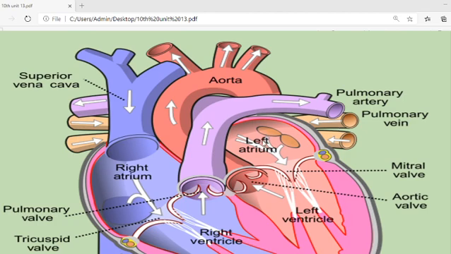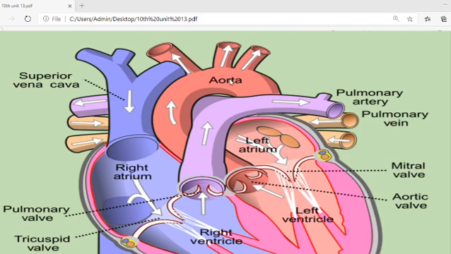The left atrium receives the oxygenated blood, and then the left auricle contracts and the blood goes to the left ventricle. Then the ventricle contracts and the blood enters into the aorta. The aorta is called the systemic arc. The systemic arc collects the oxygenated blood and sends it to all parts of the body, circulating the oxygenated blood.